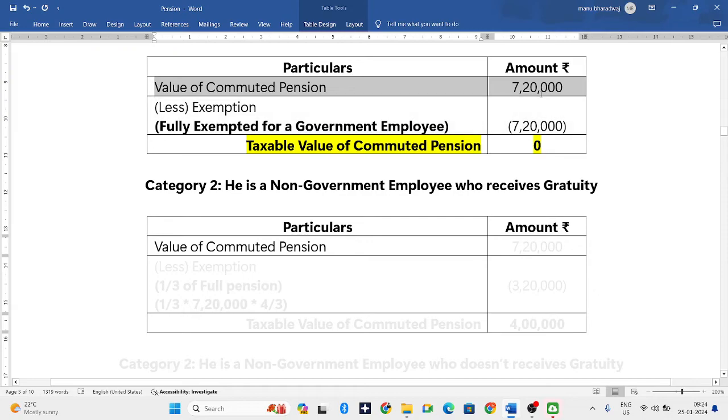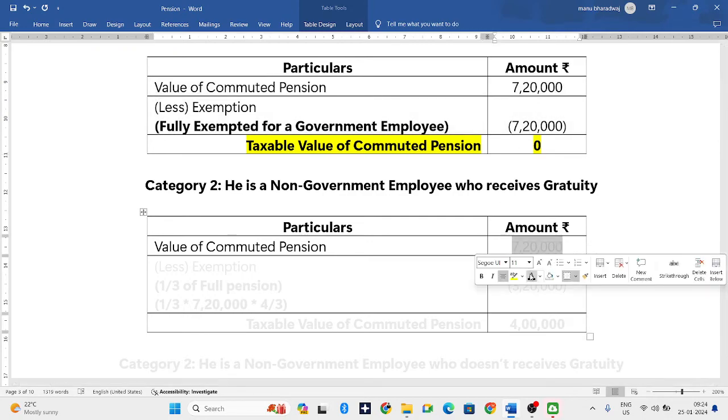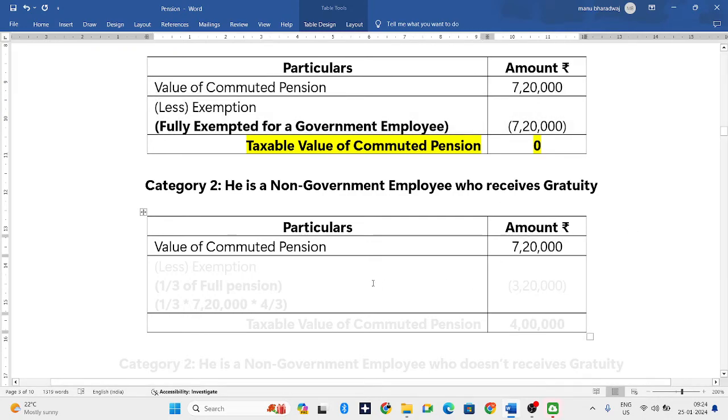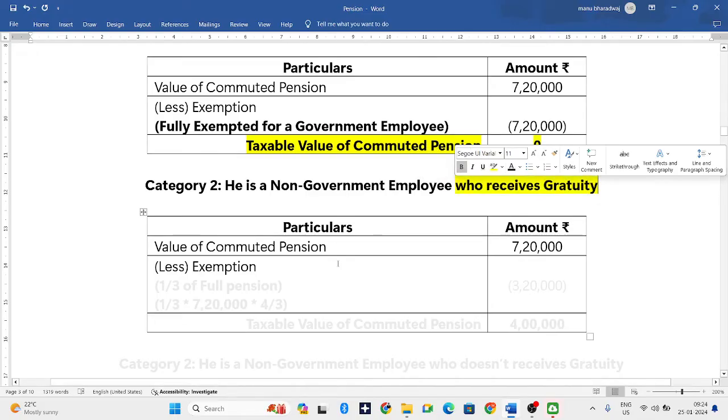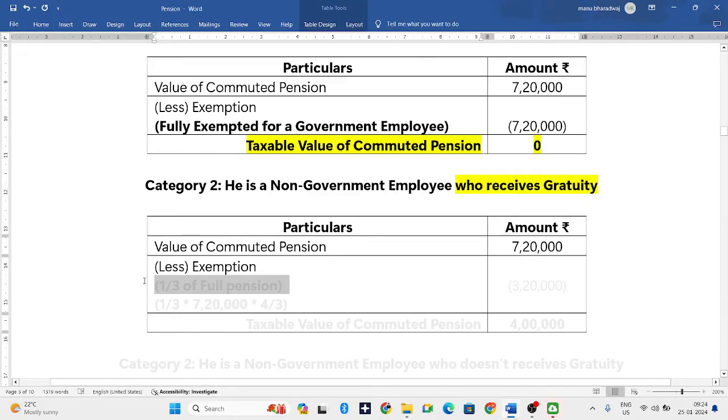Value of commuted pension is 7,20,000 rupees less exemption. So if he receives gratuity, 1/3 of full pension will be exempted.